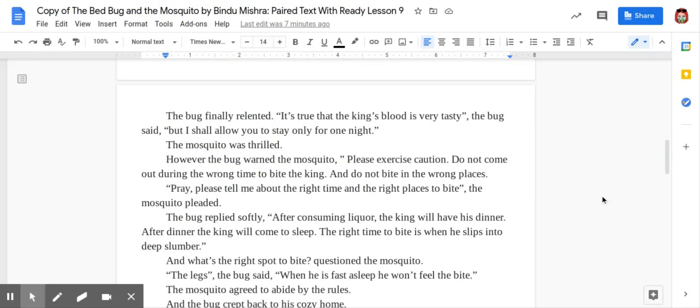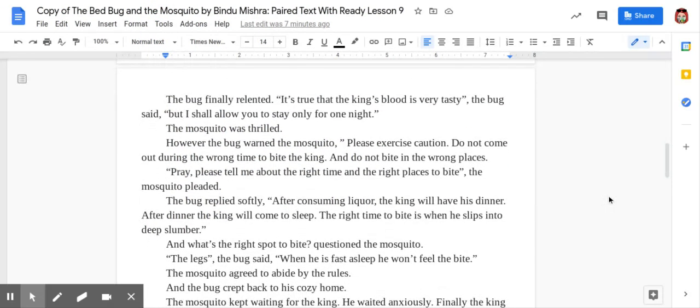The bug finally relented. "It is true, the king's blood is very tasty," the bug said, "but I shall allow you only to stay for one night." The mosquito was thrilled. However, the bug warned the mosquito, "Please exercise caution. Do not come out during the wrong time to bite the king, and do not bite in the wrong places."